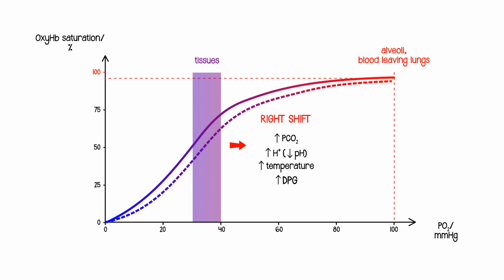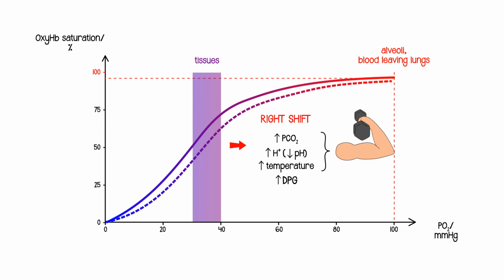Now, the first 3 things, the rise in CO2, the fall in pH, and the rise in temperature, are all circumstances that you would expect to find in the tissues. For example, in particular, exercising muscle. If muscle is exercising, the carbon dioxide levels are higher. There might be lactic acid being produced, which means the pH is lower. And in fact, the high CO2 will result in a low pH as well. And we would expect the temperature in an exercising muscle to be higher than it would be normally. So within the tissues, we expect the haemoglobin curve to be the dotted curve.